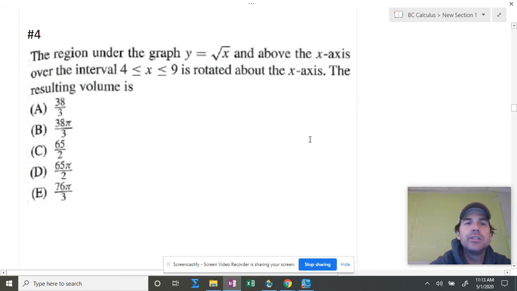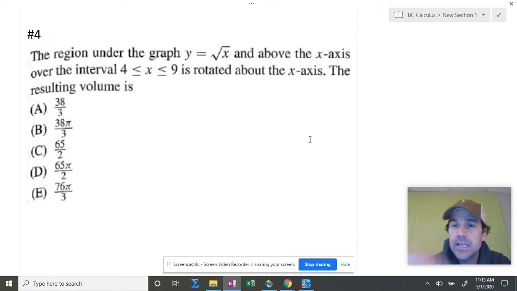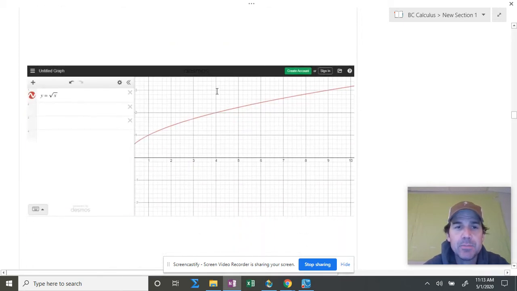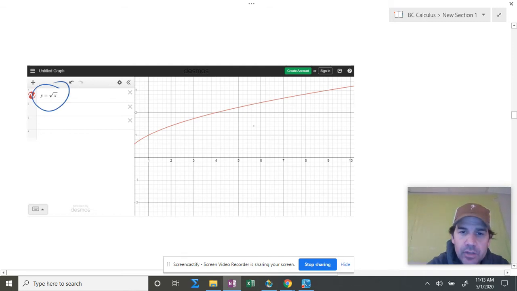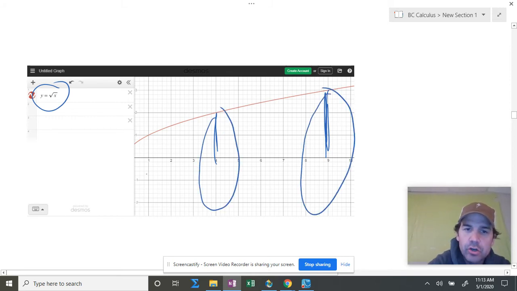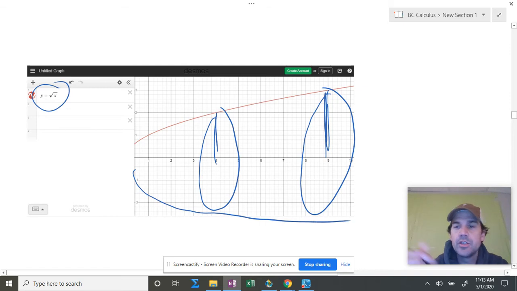Next one. Find the region under the graph y equals square root of x above the x-axis over the interval 4 to 9 if it's rotated around the x-axis. Again, you can plug it into Desmos. Here's your square root function, and we're going from 4 to 9. Now, if we're rotating it around, we're getting circles. All your rotation ones, discs, washers, it's circles, circles, circles.